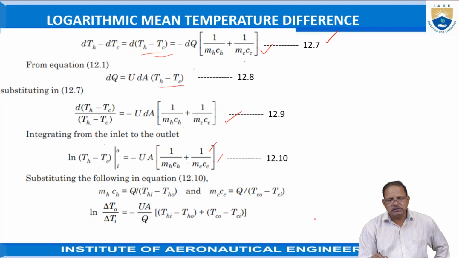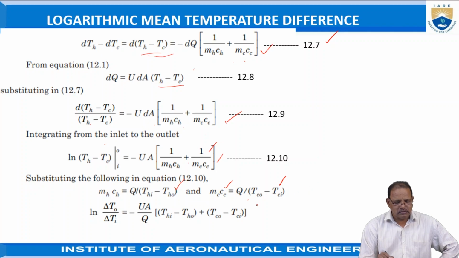So substituting the values in these equations, we finally get m_h c_h is equal to Q divided by (T_hi minus T_ho), and m_c c_c is equal to, from this equation, Q divided by (T_co, the temperature of the cold fluid at the outlet, minus T_ci, representing the temperature of the cold fluid at the inlet).